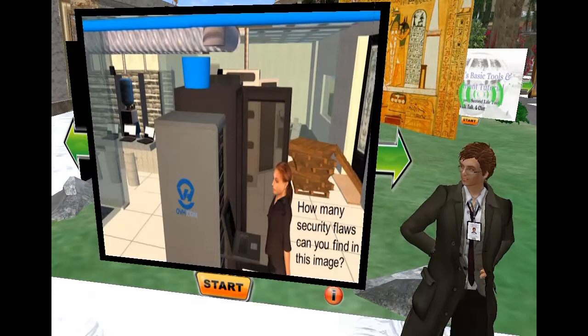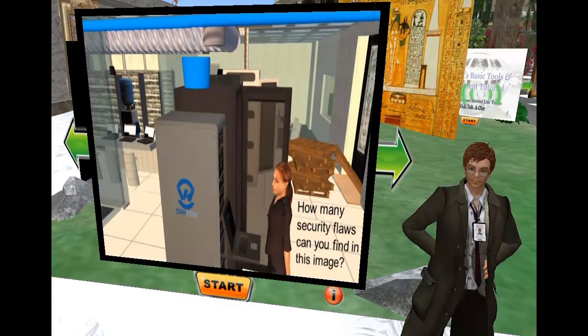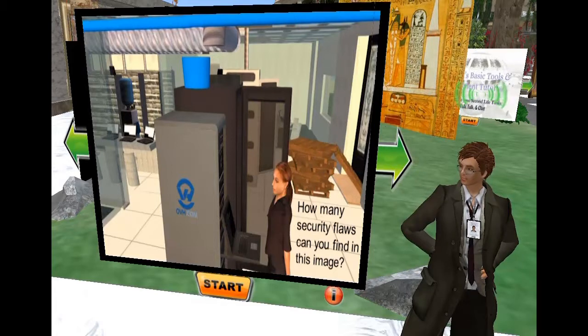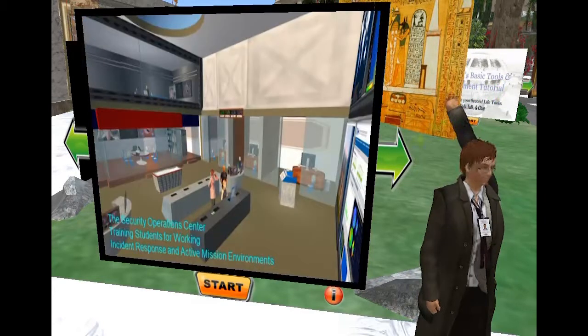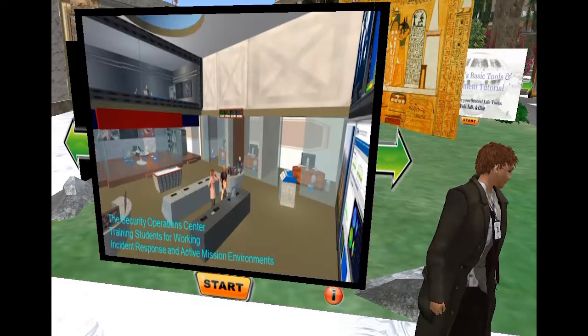You can take a look at this space in world and see if you can find any security flaws, safety risks, or other things going on in here. Can anybody see anything a little bit inappropriate? Yes, the bucket of water, a water cooler. That's a good catch. That should never be in a computer room. And let's see, yes, there are a whole bunch.